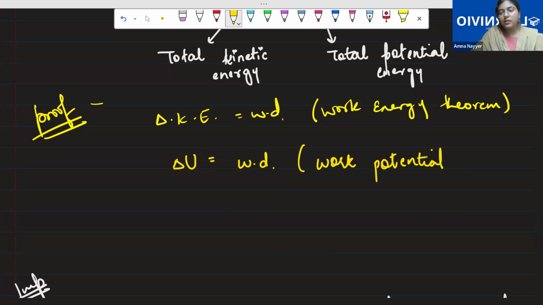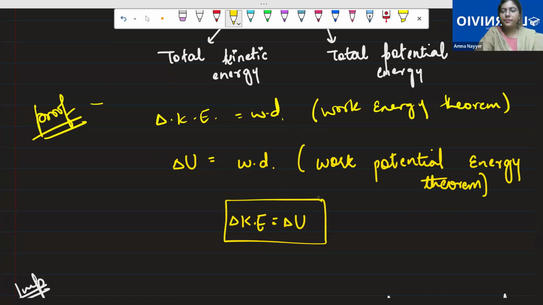Work potential energy theorem. Yes. So if work done is equal to the change in kinetic energy, the same work done is equal to the change in potential energy. So we can directly say change in kinetic is equal to change in potential. Then the kinetic energy is equal to work done. So this is the only proof we'll need for the whole derivation.